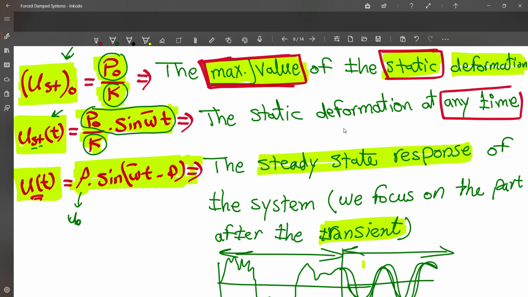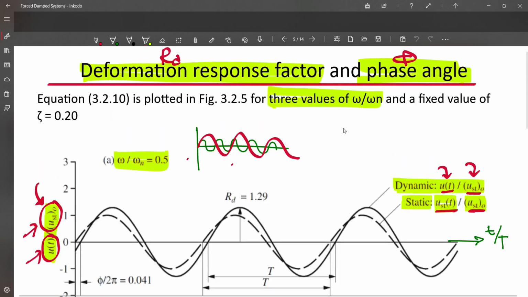The other one, which has t between the parentheses, means at any time. The static deformation at any time will be changing with time because we have a sinusoidal forcing excitation, right? So it is going to be high, low, zero, and so on. But U static node is not like that. It's always the maximum. I hope you get the meaning. This is dynamic. This is static. Again, dynamic is changing with time.